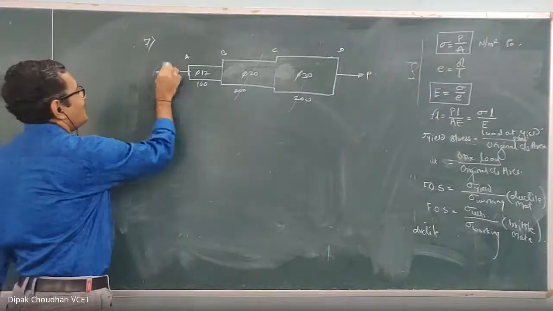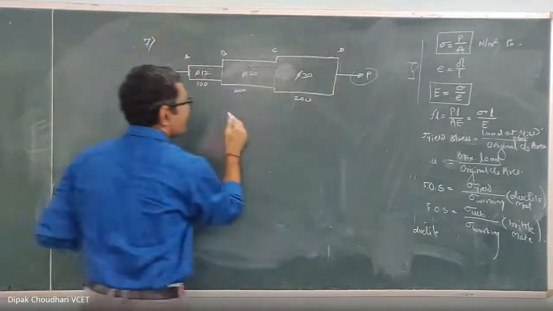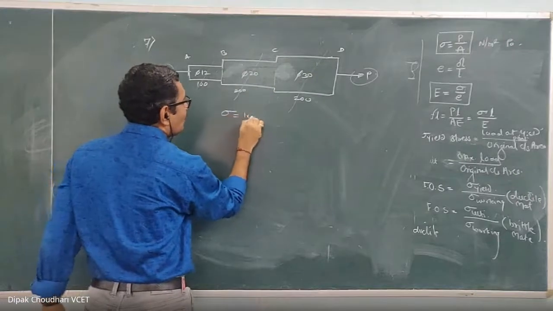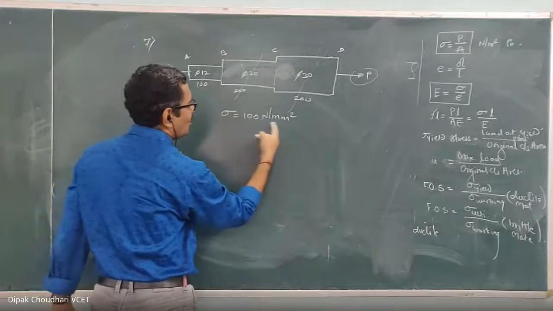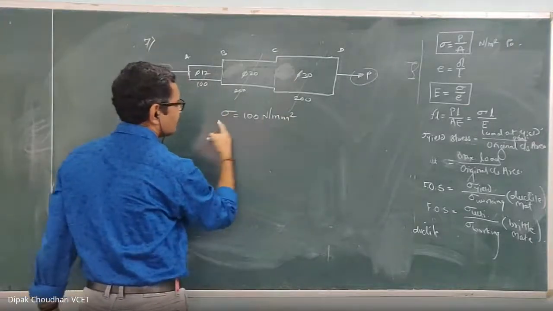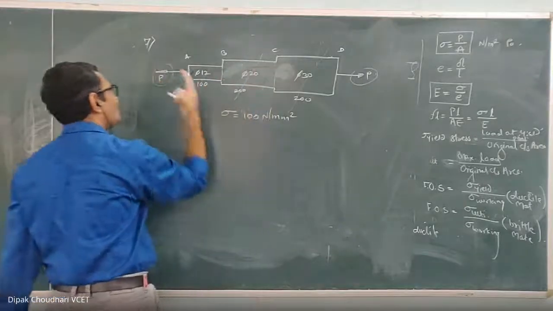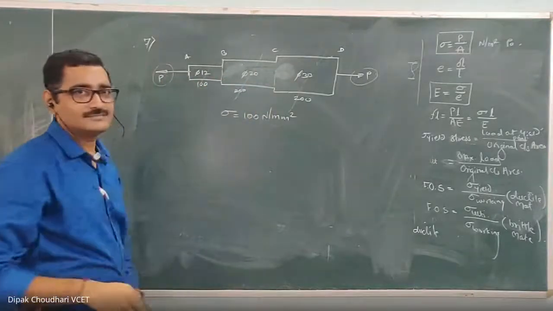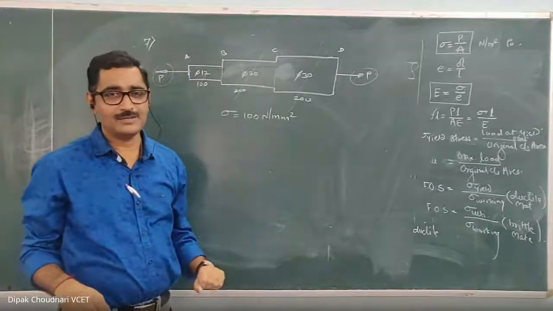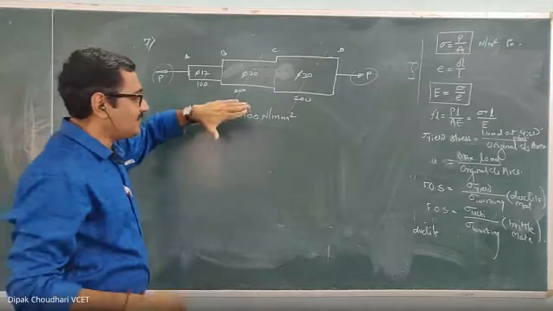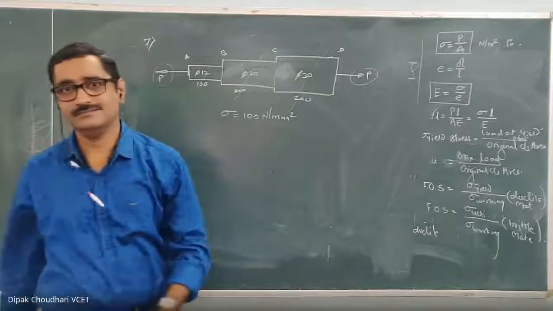I have to calculate the maximum force P applied such that in this entire rod the stress should not go beyond 100 Newton per millimeter square. In any part, the stress should not go beyond this limit. This is a permissible stress, so the stress induced in any part should not go beyond this value. Yes, this stress can be induced in any one part, but it should not go beyond this, and corresponding to this, you have to calculate this force P.